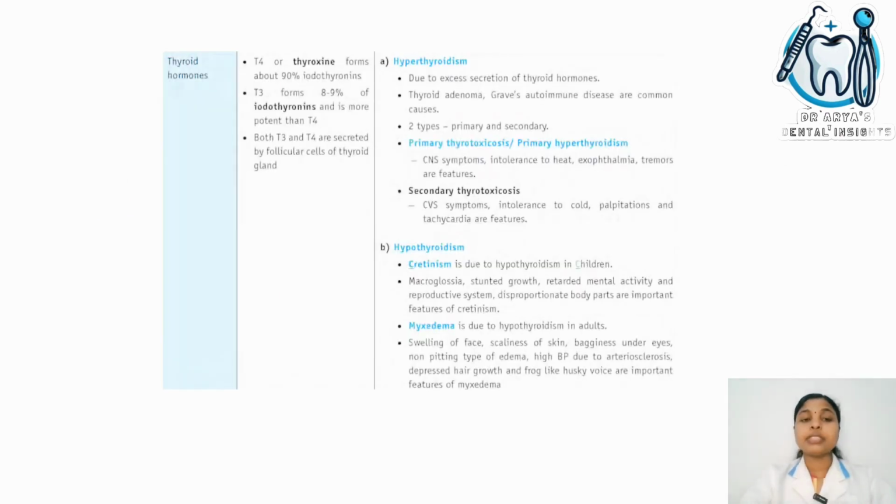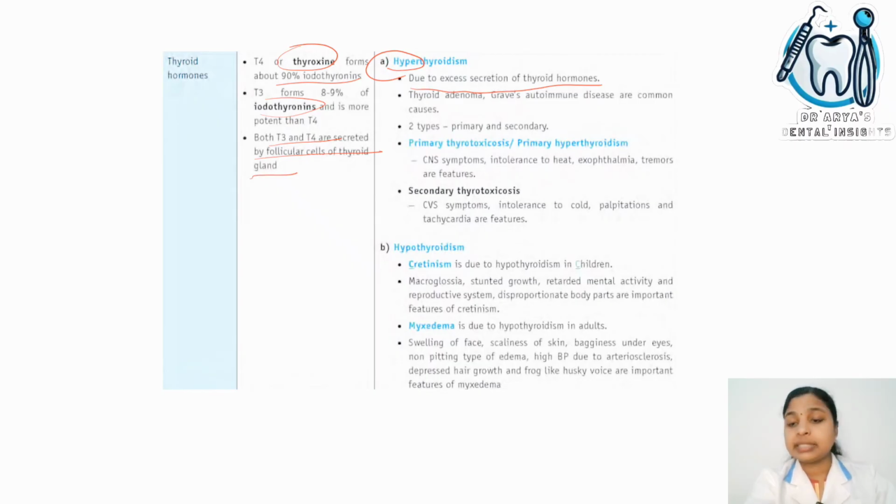Coming to some of the thyroid hormones, T4 or thyroxine forms 90% of iodothyronines. T3 forms 8 to 9% of iodothyronines and is more potent than T4. Both T3 and T4 are secreted by follicular cells of the thyroid gland. And what are hyperthyroidism and hypothyroidism? As the name suggests, hyper means there is excess secretion, and thyroidism refers to thyroid hormones. So due to the excess secretion of thyroid hormones, hyperthyroidism occurs.